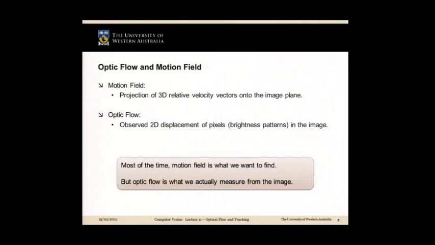Now, most of the time, motion field is what we want to find, but optic flow is what we actually measure from the images, because the information that we have is the video sequence, right? So we, let's say, define one point as a reference in the first frame, and then we track that point throughout that video sequence. So optic flow is actually calculated in our daily lives, in our actual computer vision research, but most of the time motion field is what we are actually interested in, what we are after.